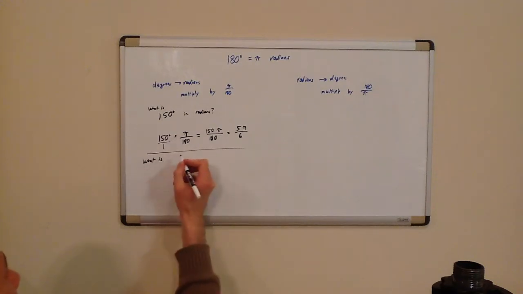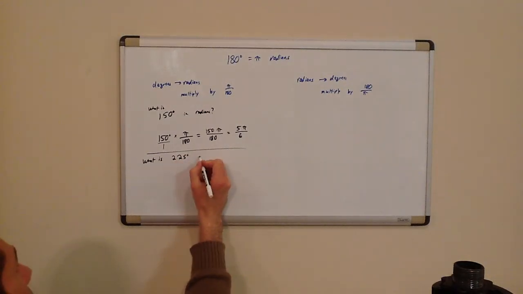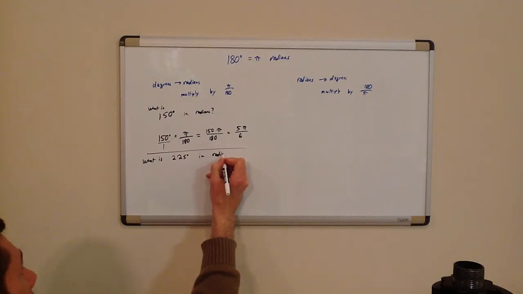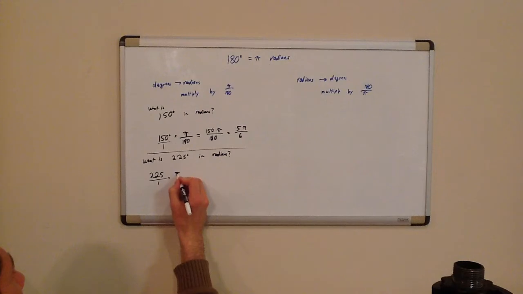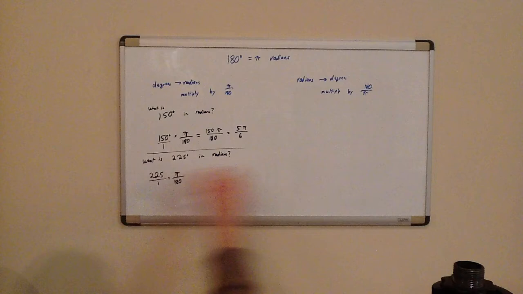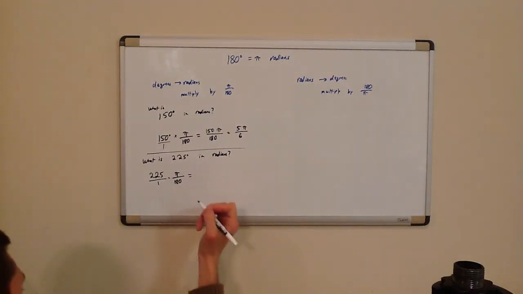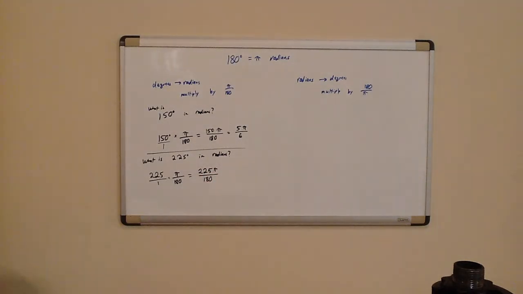What is 225 degrees in radians? I don't know, but let's do it. 225. Oops. 225. We'll put it over 1. And we will multiply by pi over 180. We're going to multiply straight across. Not cross multiply, but multiply straight across. 225 pi divided by 180. And we're going to reduce that fraction.